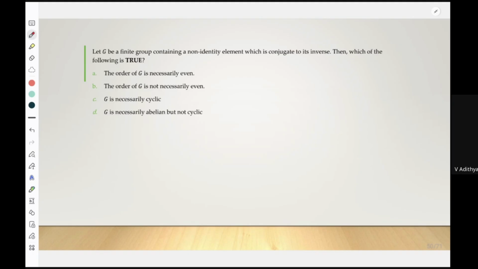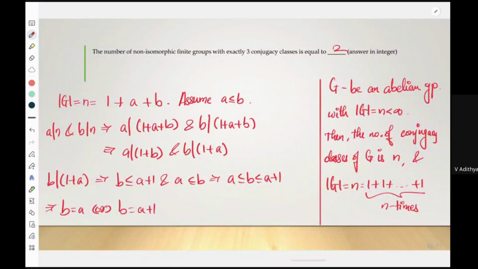Excuse me, sir, could you please explain how this relates to the previous problem? Okay. So we are given G has exactly 3 conjugacy classes. So it will have 3 parts in this summation, and we already know one will come because that corresponds to the conjugacy class of the identity element. So we have remaining 2, let that be A and B. Without loss of generality, we can assume A is less than or equal to B.